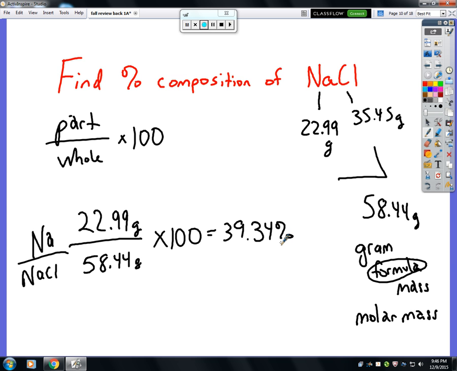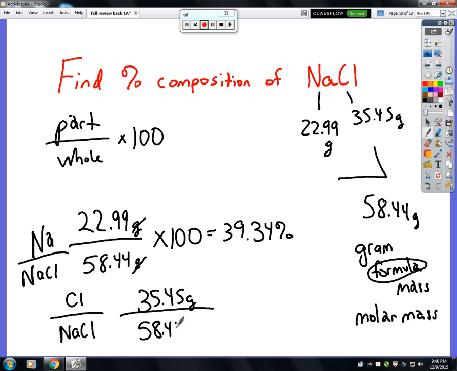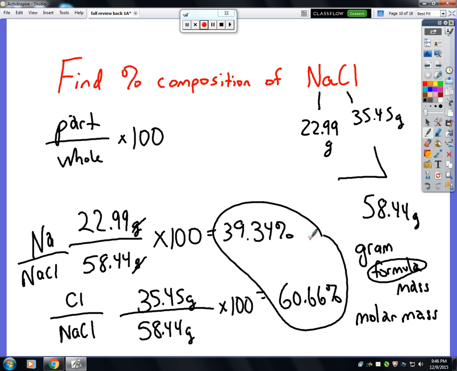Now I'm going to do chlorine. I'm going to do the same thing. Put chlorine's mass over NaCl. Now I don't make it Cl2 here because I'm talking about chlorine in the compound. So the mass of chlorine in my compound is 35.45 grams, and look, grams cancel, yeah? Over 58.44, the total, times 100, and I get 60.66 grams, or excuse me, 60.66%. And looky here, that adds up to equal 100, because that's what I have, 100% of my compound.